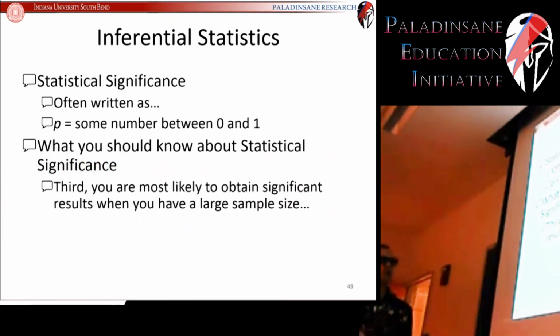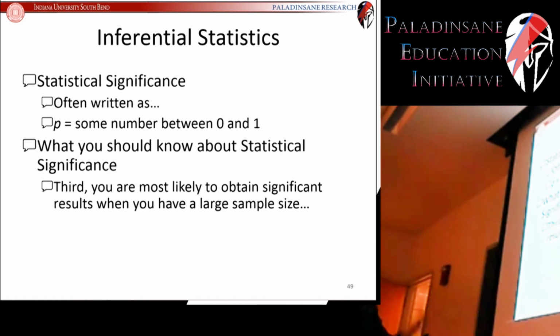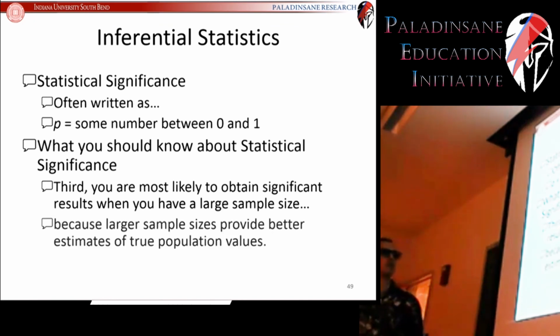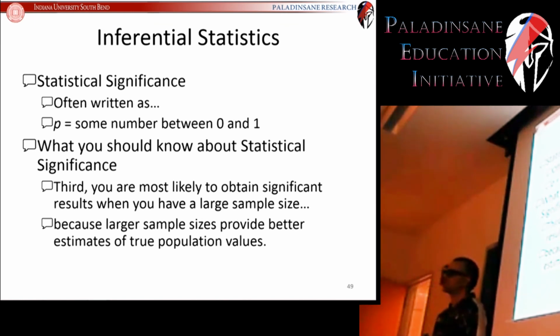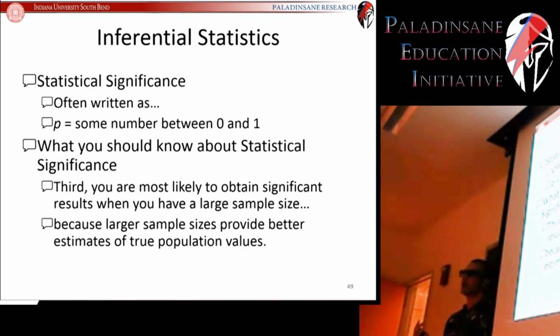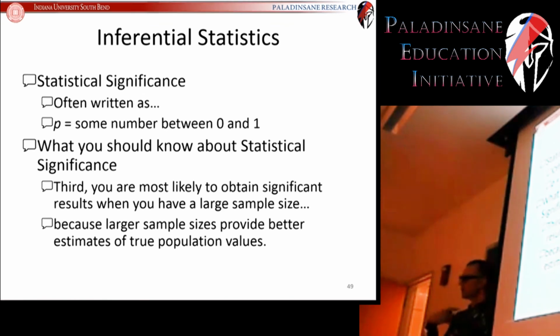And then the third thing for statistical significance that your textbook wanted you to know was that you're more likely to obtain a significant result when you have a large sample size. And that's one of the reasons why psychologists always want more subjects. You'll never hear a psychologist saying, you know what, I've got enough subjects, I've got 100 subjects, I don't want any more. Usually if they have 100 subjects, they want 150. If they got 150, they would love 200. If they got 1,000, they would love 2,000.